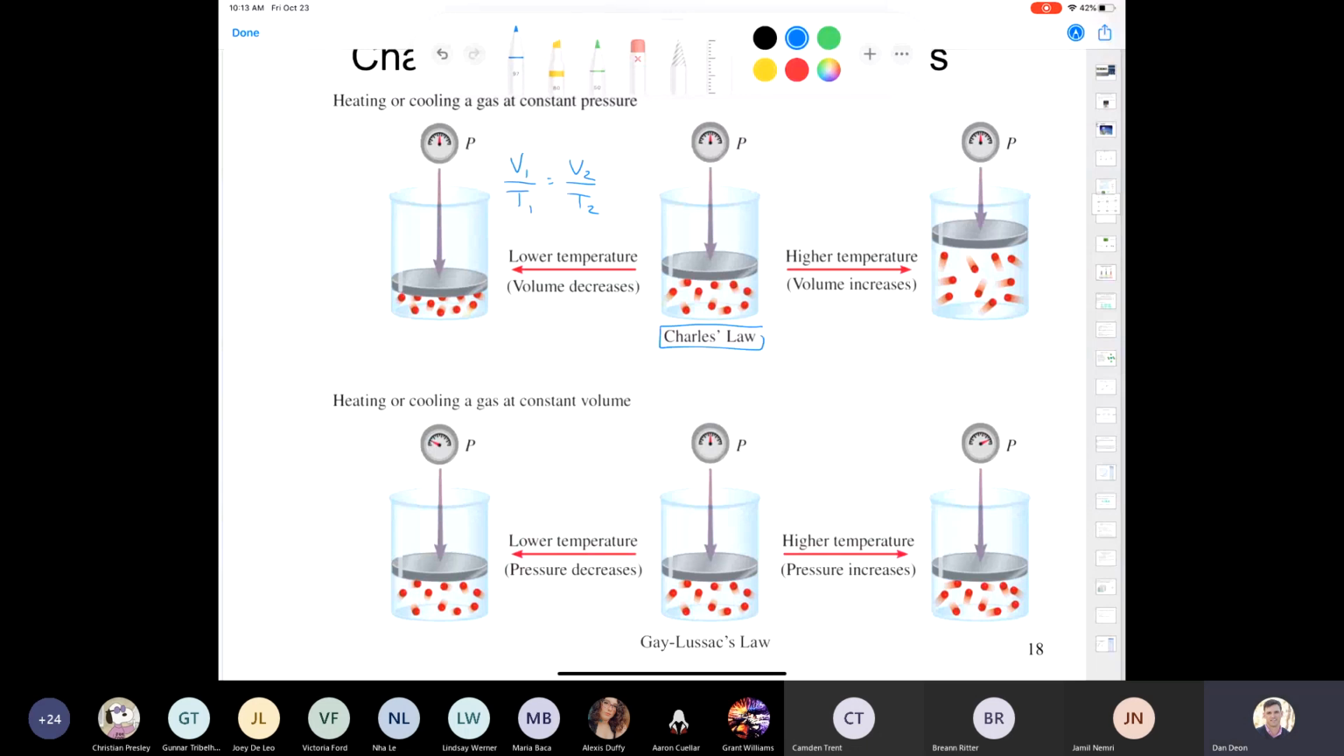Anyhow, Gay-Lussac's law, I've kind of been avoiding that, but Gay-Lussac's law says that pressure is also directly proportional to temperature. And so as you crank up the temperature on a gas, it increases the pressure if you hold the volume constant, and as you lower the temperature, the pressure decreases. So we can write Gay-Lussac's law as P1 over T1 is equal to P2 over T2. And you have to have Gay-Lussac's law memorized as well.